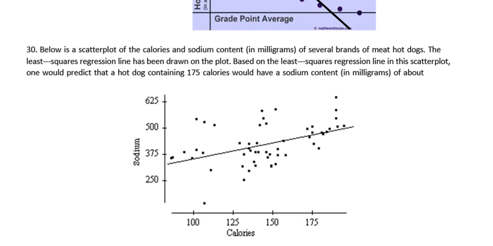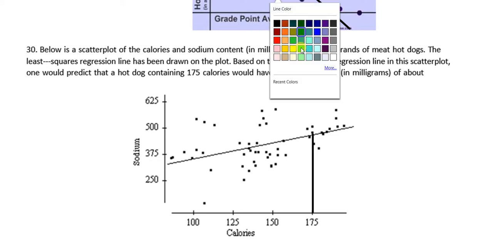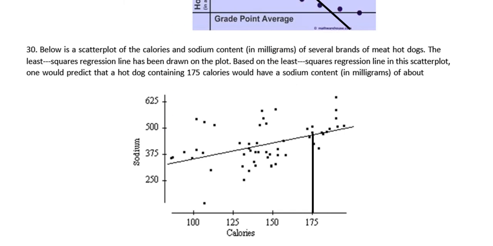All right, question 30. Here's a scatter plot. We'll predict for somebody that got 175: go up to the line. Don't look at the dots. And maybe I'll go a little bit different color here. And I'm not sure if I got that or not. And try to make it level.